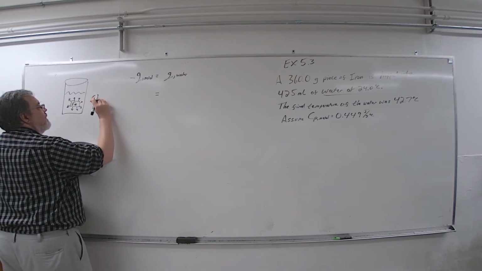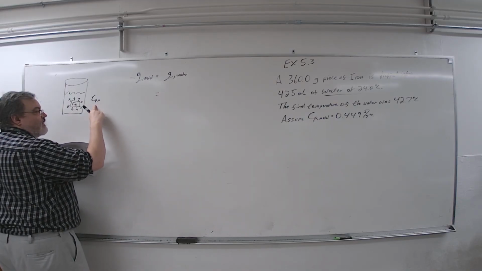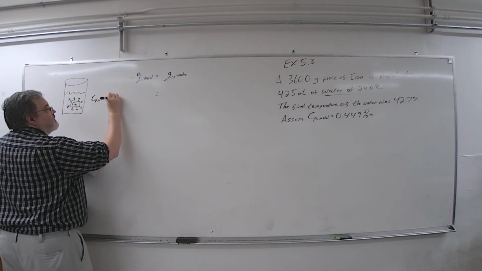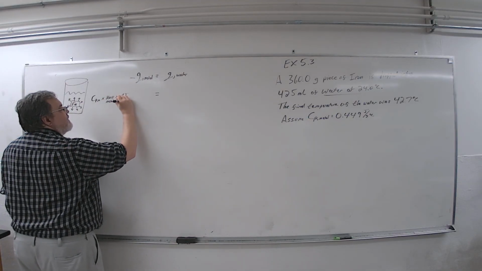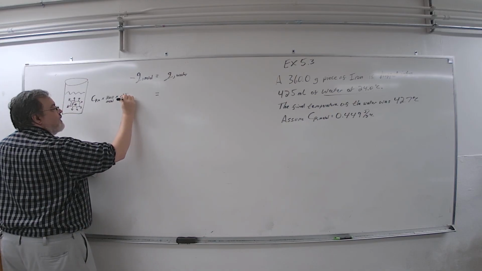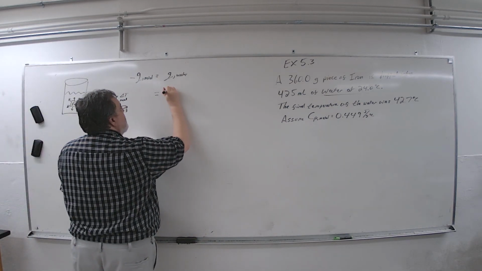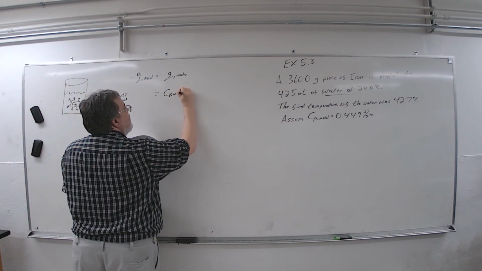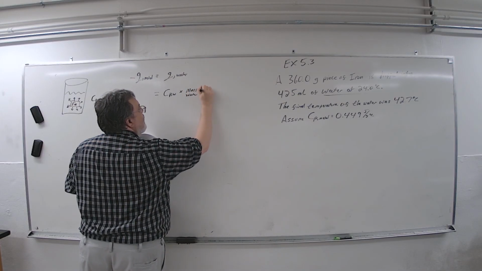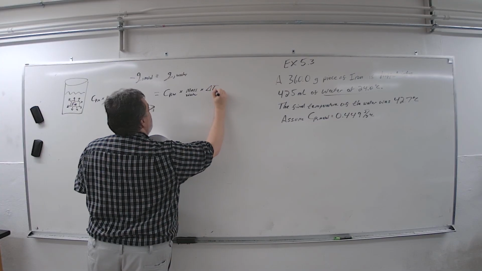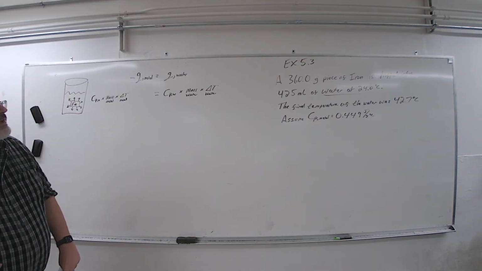CP, I'm going to go CPM for the heat capacity of the metal times the mass of the metal times the delta T of the metal equals the CP of water times the mass of the water times the delta T of the water. Does that make sense?